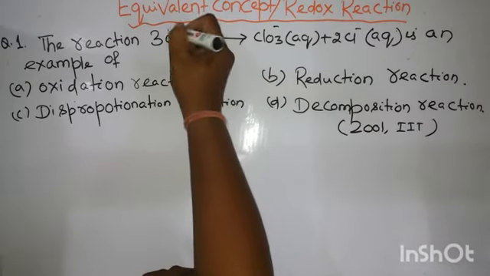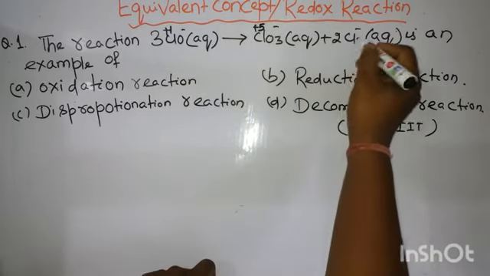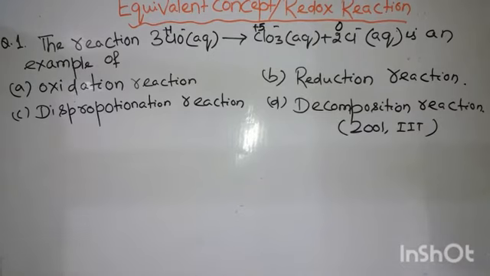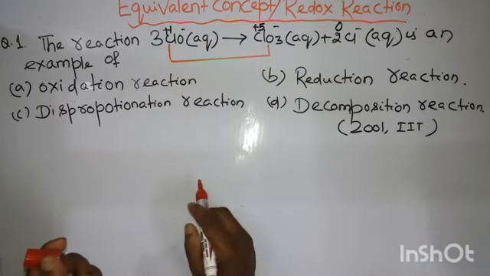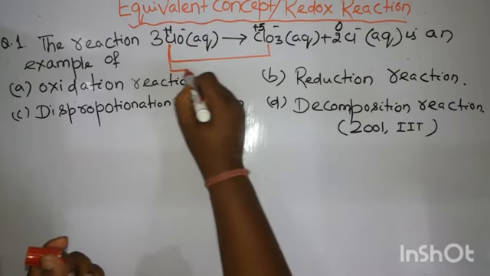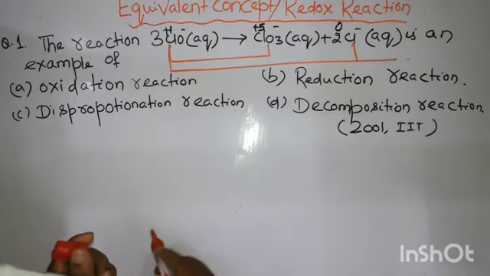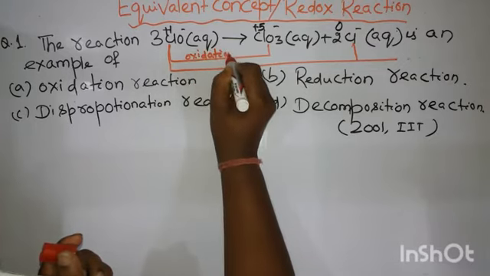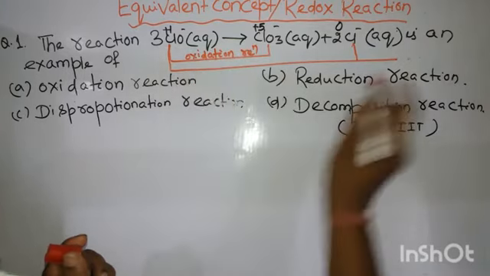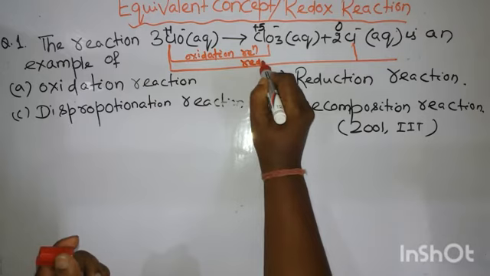This will be +1, in this case it will be +5, and in this case it will be 0. That means everything is clear to you. Here the oxidation number of chlorine has changed from +1 to +5, and here the oxidation number of chlorine has changed to 0. Here the oxidation number increases, so that is an oxidation reaction. And here the oxidation number of chlorine has decreased, so that is a reduction reaction.